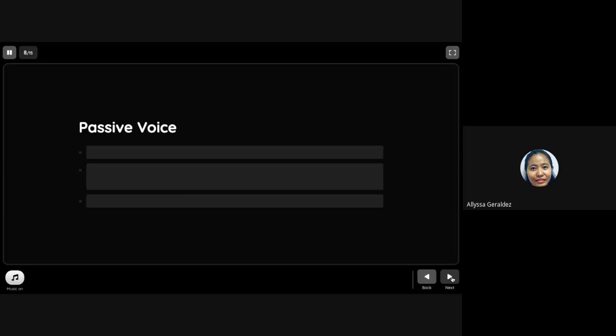For the passive voice, the subject is the receiver of the action. The money is given by the father to the boy. So the money there is given, and then the receiver of the action is the subject.